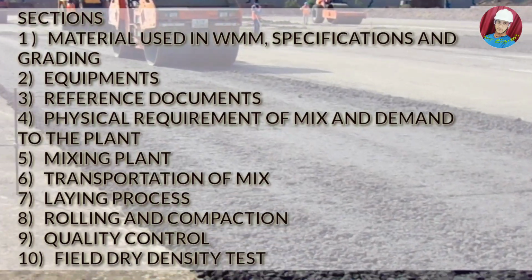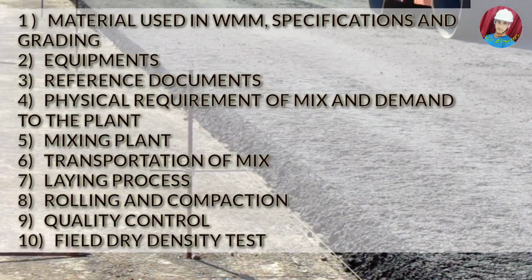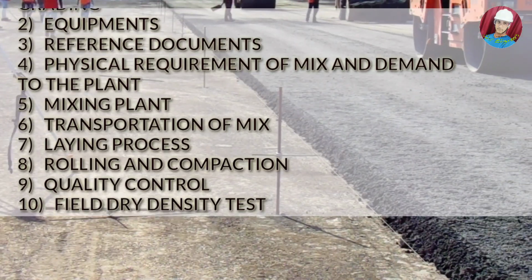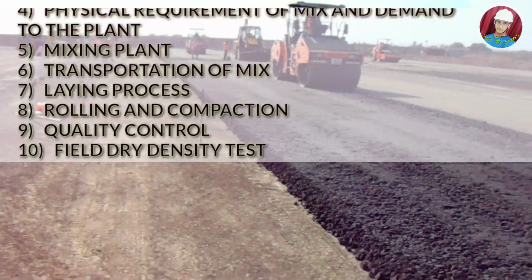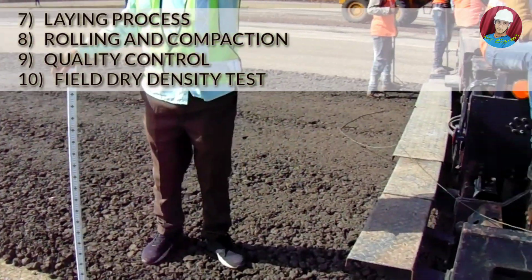Number 8 is rolling and compaction. Number 9, quality control, and number 10 is field dry density test, that is maximum field density achieved.